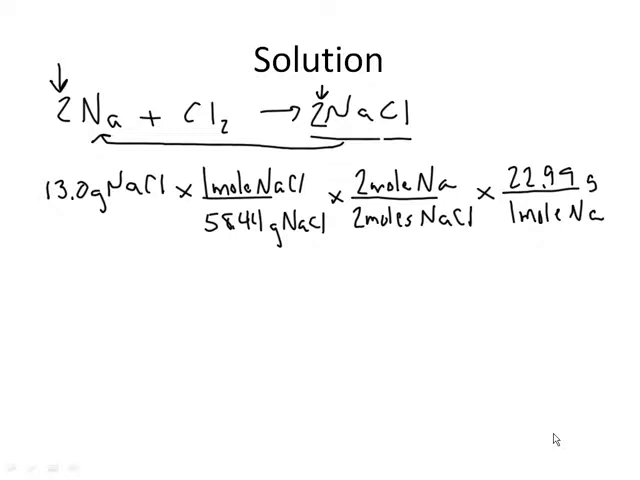So then put it into your calculator. 13 divided by 58.44, essentially times 2 divided by 2, which is essentially 1, times 22.99 gives me 5.11 grams of sodium.